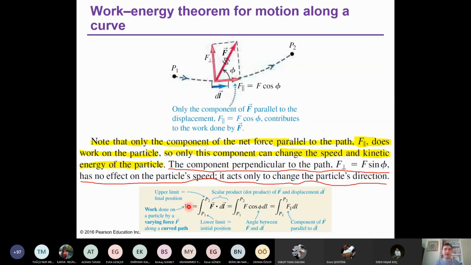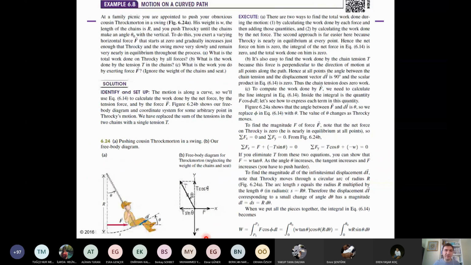Here, let me give you another example from the book related to this part of my lecture, motion on a curved path. At a family picnic, you are appointed to push your cousin in a swing. The name of the cousin is Throckmorton. His weight is W. The length of the chains is R. So this is the swing, okay? This is the chain. And the weight of the cousin is W, which is given. R is the length of the chain.